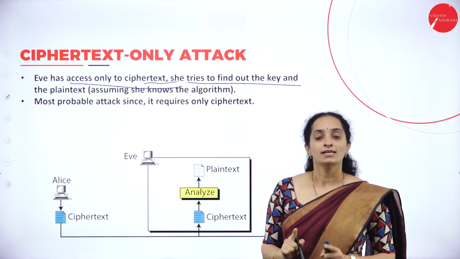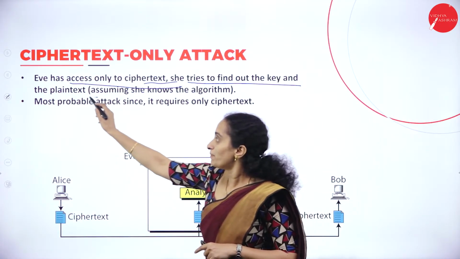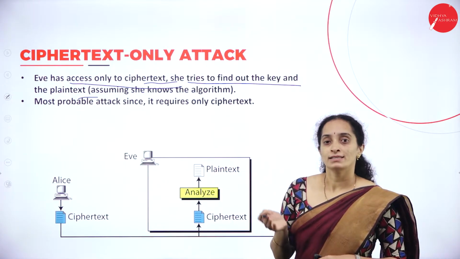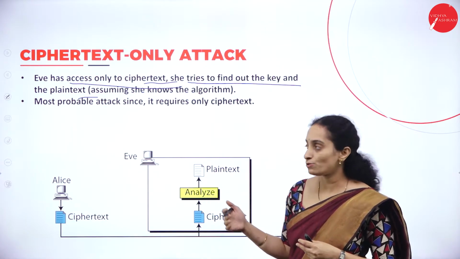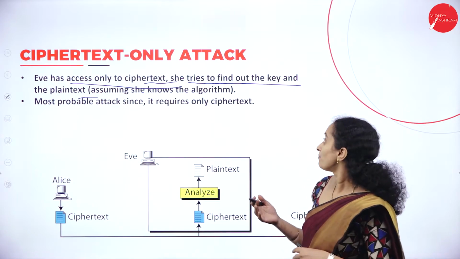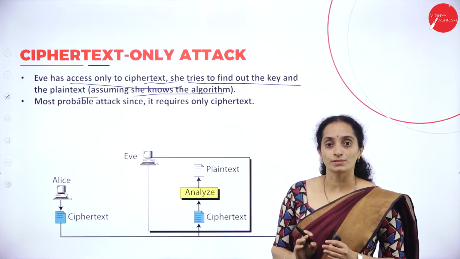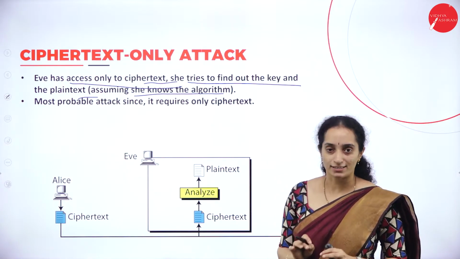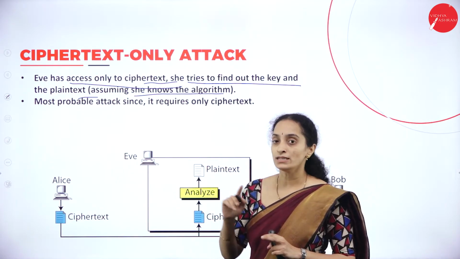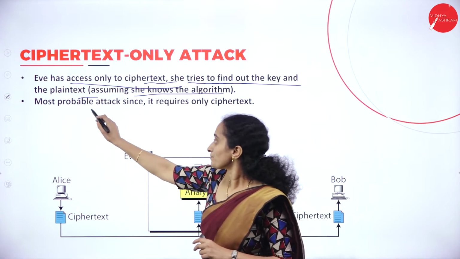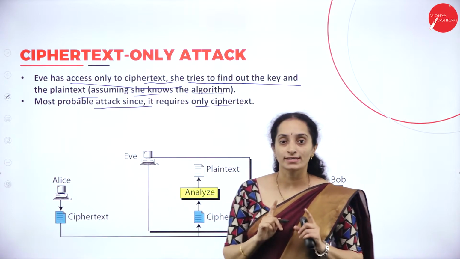She will try to assume the key, and using the key, she will try to generate the plaintext. What may be the key? By assuming, she can generate the plaintext. This attack assumes that she knows the algorithm. If she doesn't know the algorithm, she will not try to crack it, is it not? So we assume that she knows the algorithm. This is the most probable attack since it requires only ciphertext.